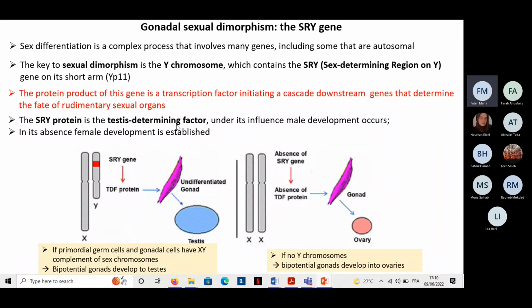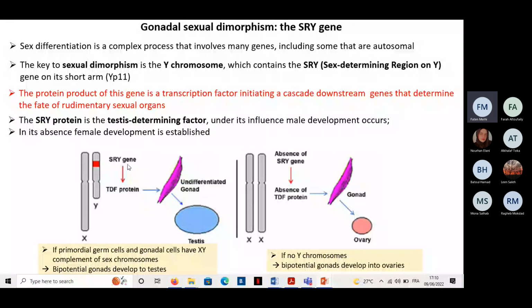And how does this gene lead to the development of the testis? In fact, it codes for a protein called the TDF protein, which is the testis determining factor. So this gene, after its transcription, will give a protein called TDF, a protein that, by being expressed in the gonads, will lead to their differentiation into testicles. In its absence, the female development is established.